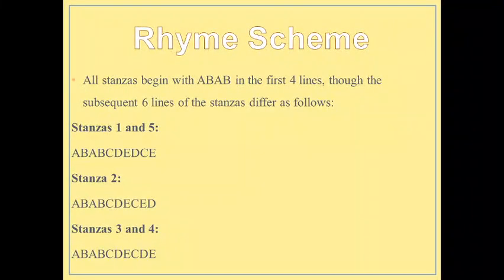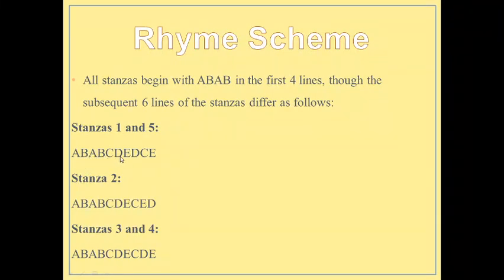Then the rhyme scheme: all stanzas begin with A, B, A, B in the first 4 lines. And though the subsequent 6 lines of the stanzas differ, as follows. So I wrote here for you stanzas 1 and 5. The rhyme scheme is like that: A, B, A, B, C, D, E, D, C, E. So you see A, B, A, B, C, D, E, and so on for each stanza.